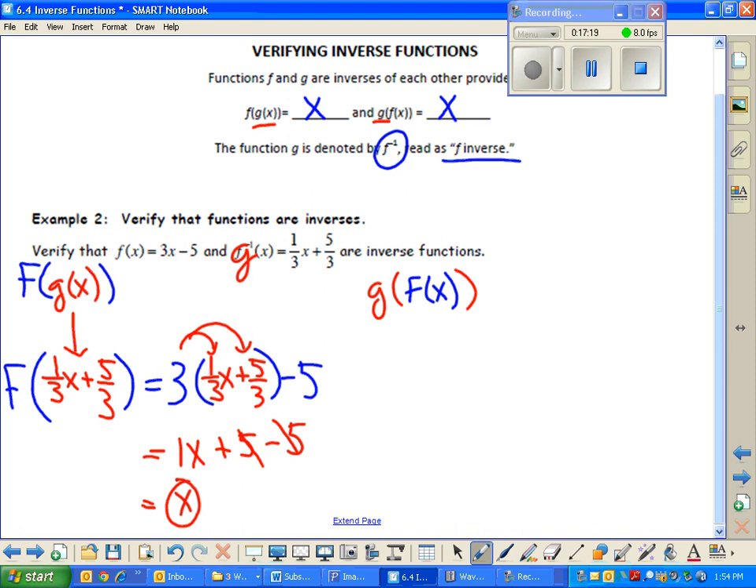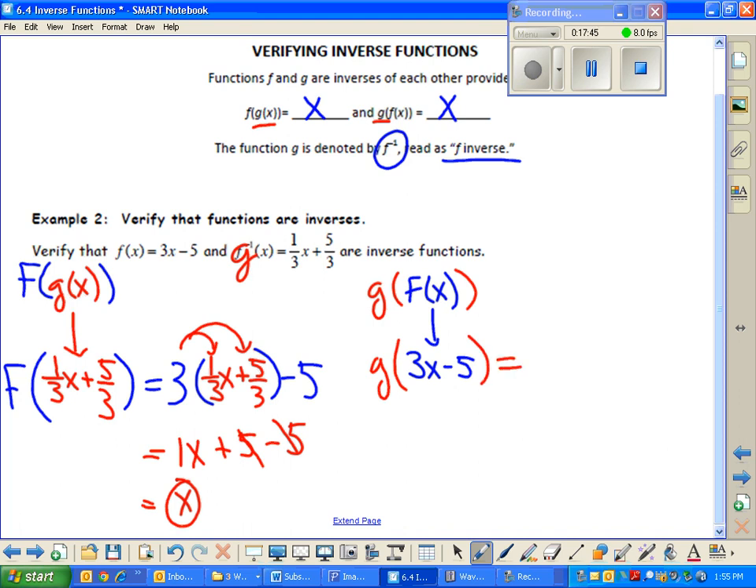Now I'm going to do it again. I have to do g of f of x. So I'm going to go ahead and take my f of x. I always work from the inside out. F of x in this problem is 3x minus 5. And then I'm going to go ahead and take function g and plug that in. So plug 3x minus 5 into function g.